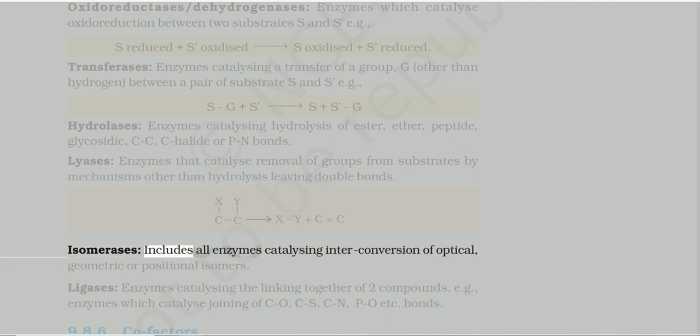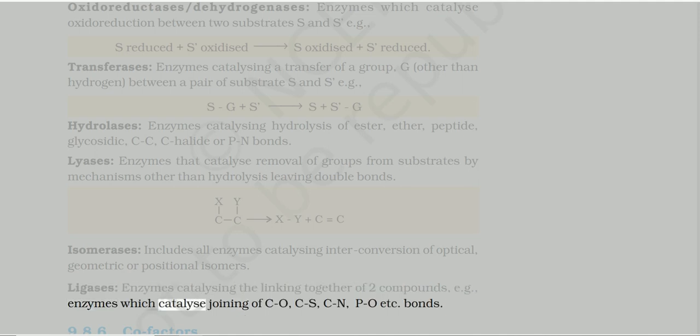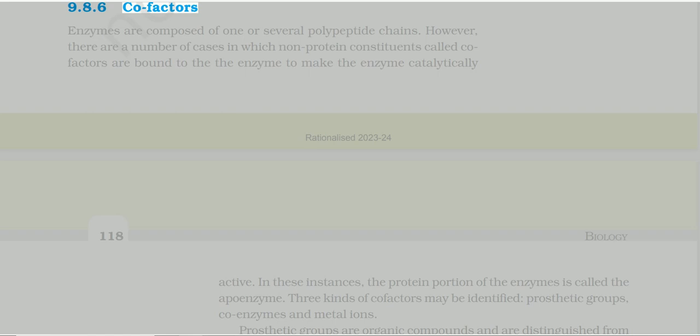Isomerases include all enzymes catalyzing interconversion of optical, geometric or positional isomers. Ligases are enzymes catalyzing the linking together of two compounds, e.g., enzymes which catalyze joining of C-O, C-S, C-N, P-O etc. bonds.